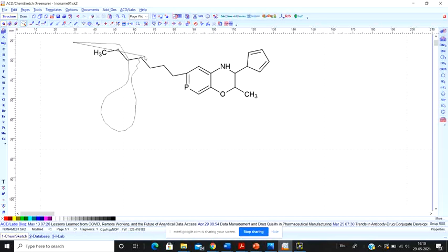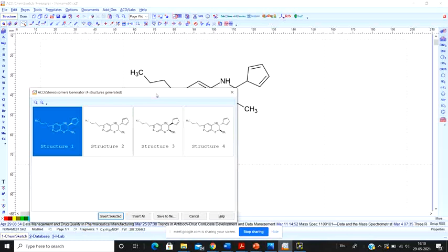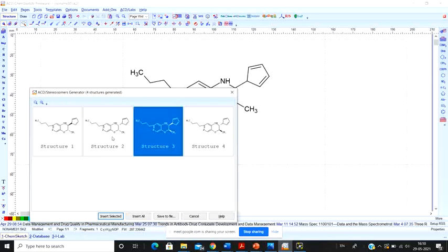Suppose I need to remove this particular atom and this atom, so I have selected those atoms. See, only this particular atom has been selected. If I remove it, that particular atom went out. So now I am again selecting R and S. Now if I select R and S, it's also going to generate the structures like this.